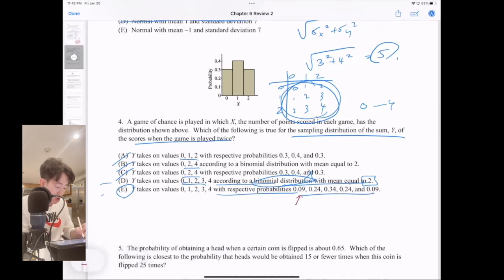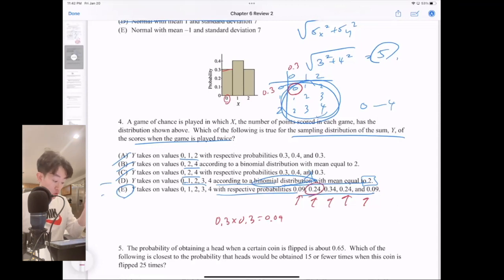And again, where are all these numbers coming from? Well, take a look at how many times 0 occurs. In order to get a 0, you have to get a 0 twice, with a chance of 0.3 and with this chance also being 0.3. And remember, always multiply the probabilities because they're independent events. That gives you 0.09. Now, the second one being ones, that happens twice.